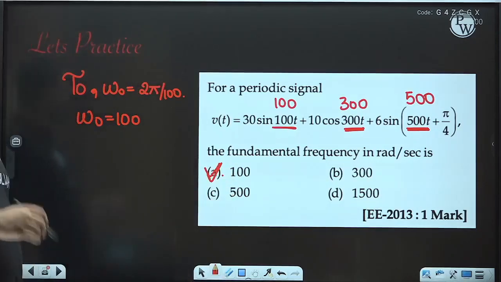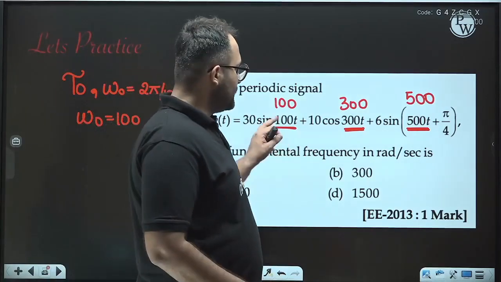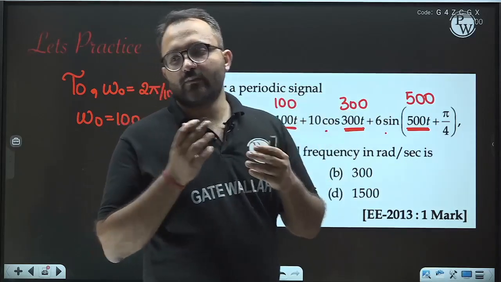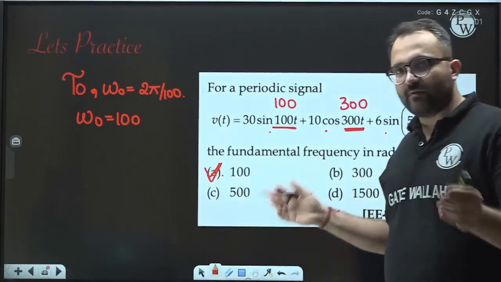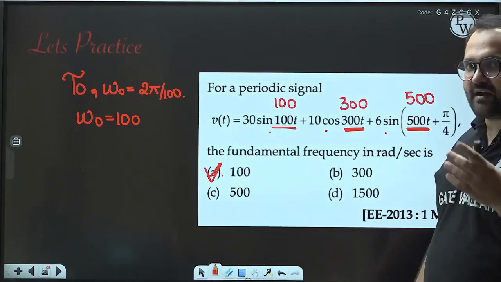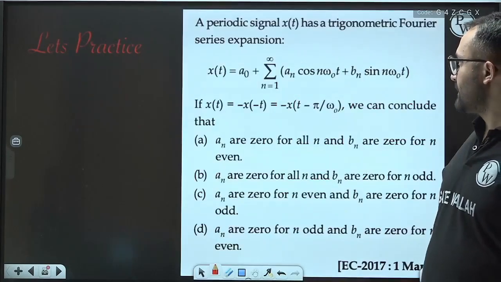Otherwise, you can follow the conventional method, that is, find out the time period. We know the method. We find out T1, T2 and T3. Then we find the ratios T1 upon T2, T1 upon T3, and then take the LCM of the denominators, and the LCM multiplied by T1 gives us T0. From there we can find omega naught.